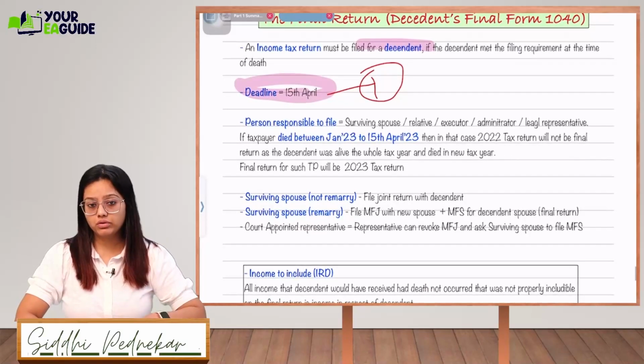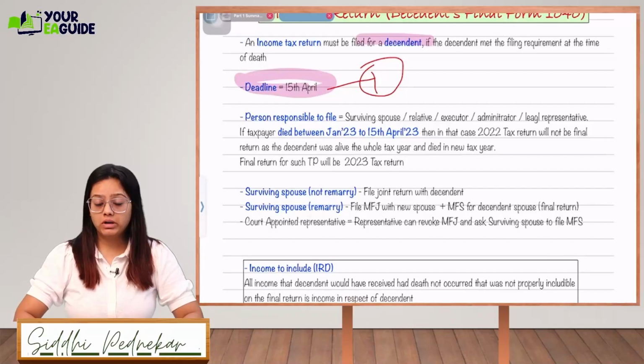You have to remember a few deadlines. Okay, the person responsible for filing the tax return will be the surviving spouse, a relative, executors, administrators, or a legal representative.